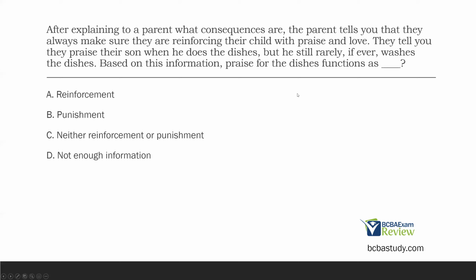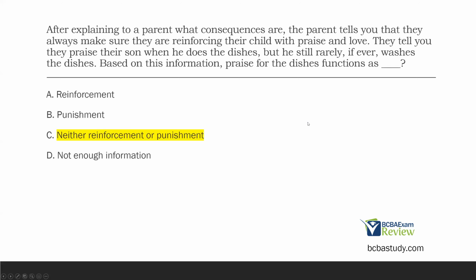B, behavior is not decreasing. It's just not changing at all, right? He still rarely does the dishes, no matter if they praise him or not. It has no impact on him, okay? So it's a consequence in the sense that it follows a response. It just has no effect. So therefore, it's C, it's neither reinforcement or punishment. D, not enough information. We have plenty of information to answer this question, so D is not our answer.